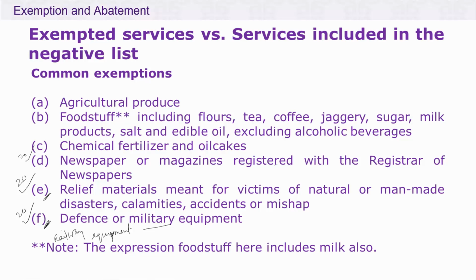And then what else have they given? Next, agricultural produce. So this agricultural produce is common. These are also common to entry 21. So agricultural produce, where do you find it? Here it is. It is there in 20 and 21 also.